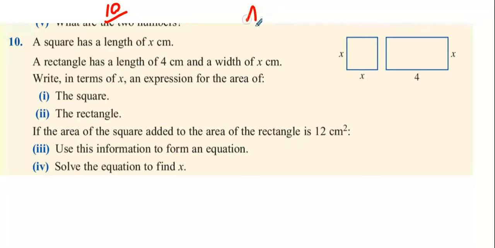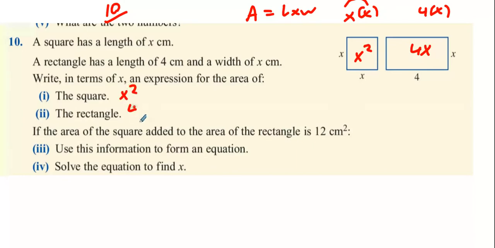Remember, area of four-sided objects is length multiplied by width. Now, in the case of the square, it's x multiplied by x, which is going to be x squared. In the case of the rectangle, its length is 4 multiplied by x, which is 4x. So there's our answer for the first two.